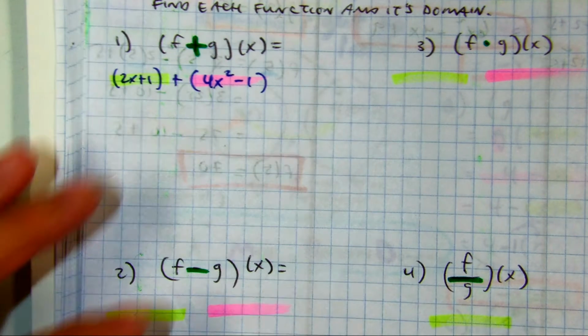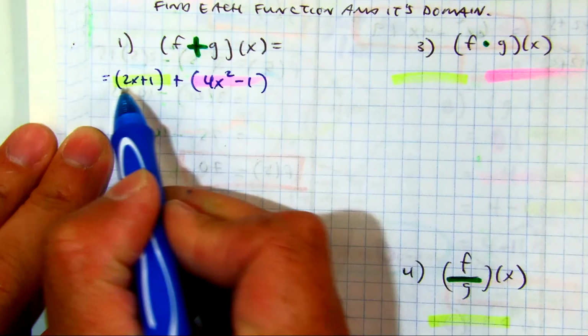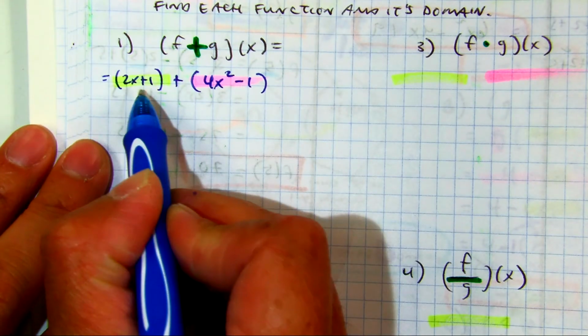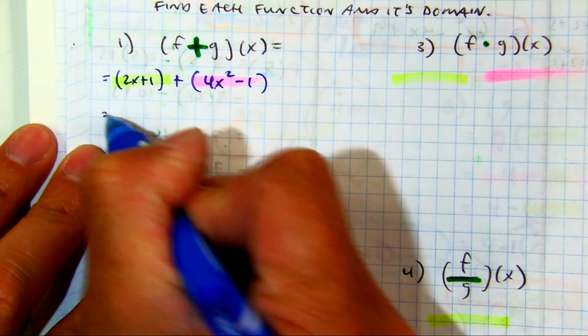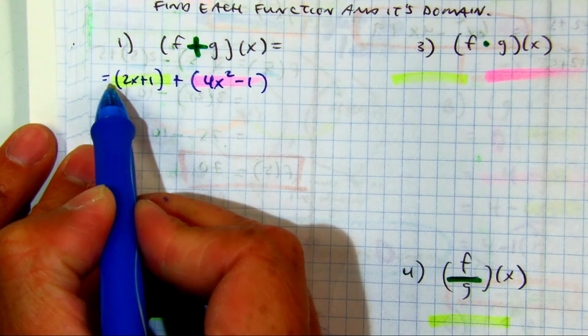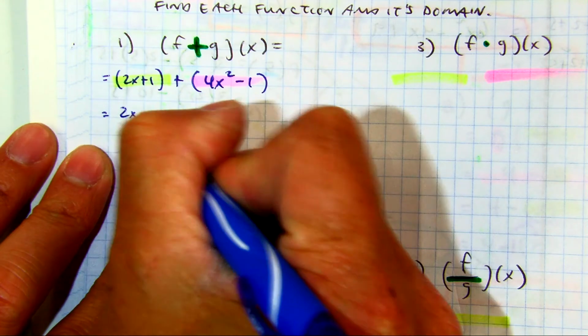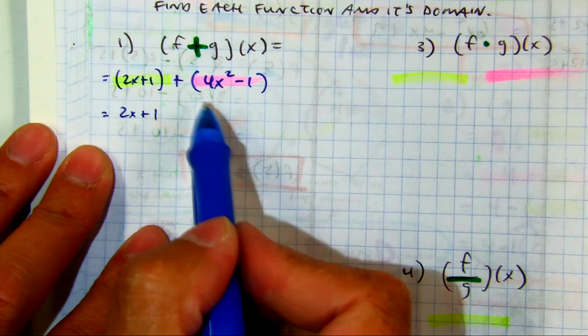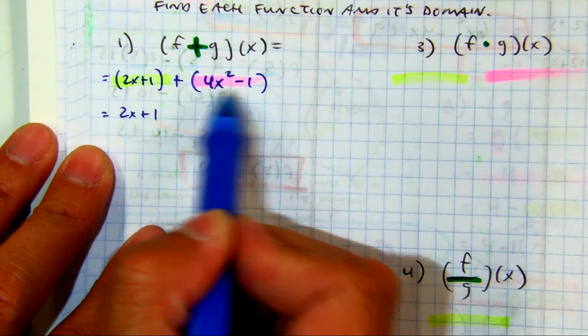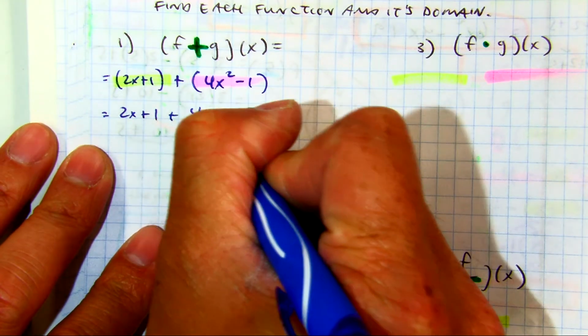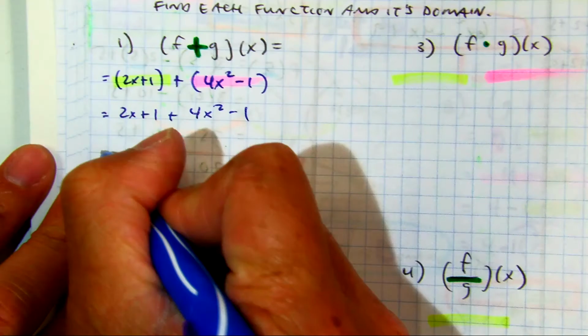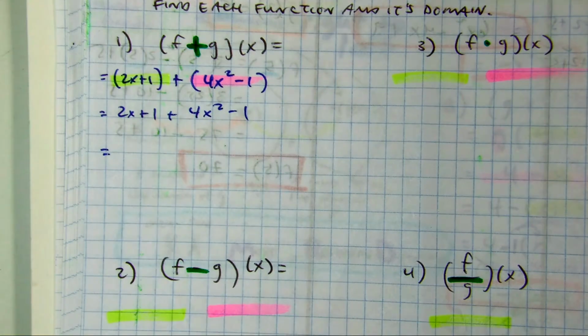So, question, do I need the parentheses here? No, because there's no number in front, there's no exponent, and there's no minus signs. So it's just 2x plus 1. Do I need the parentheses over here? No, I don't. Which ones are like terms? 1 and 1.